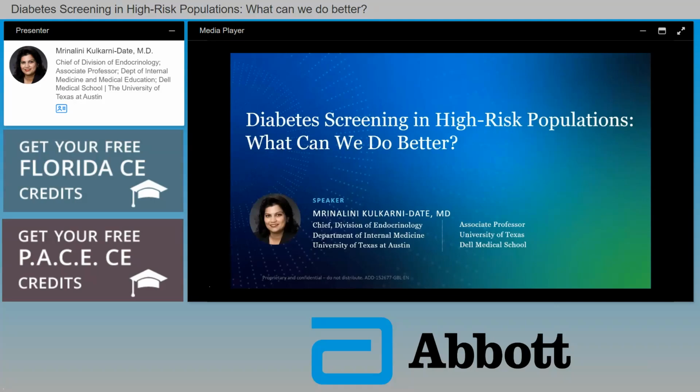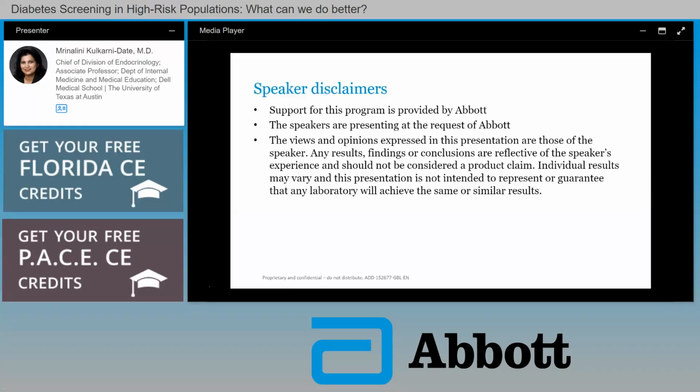So I'm really excited to be talking about diabetes screening in high-risk populations and really focus on what can we do better. This is a disclaimer slide provided by Abbott.